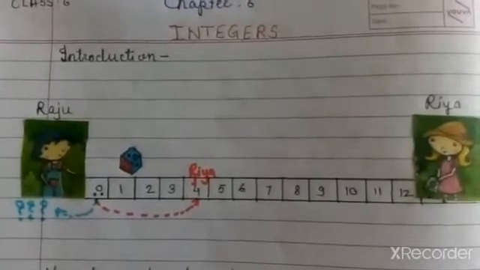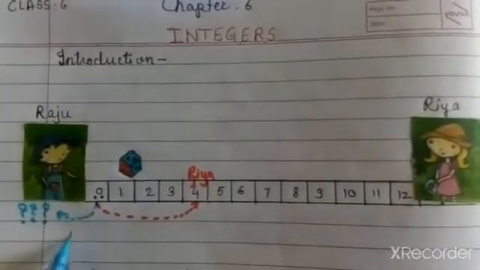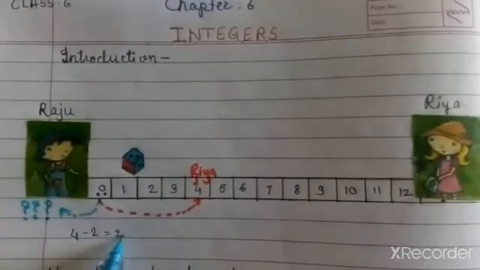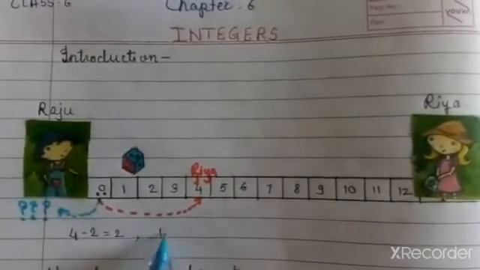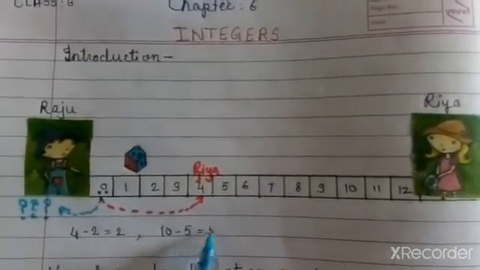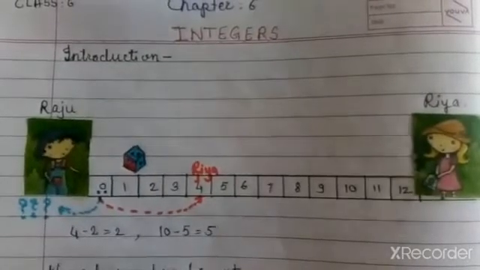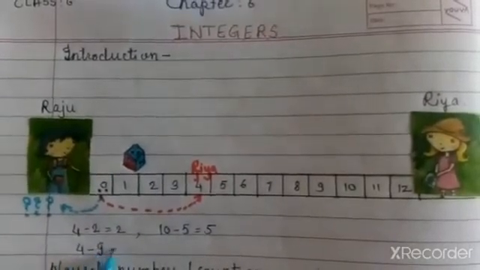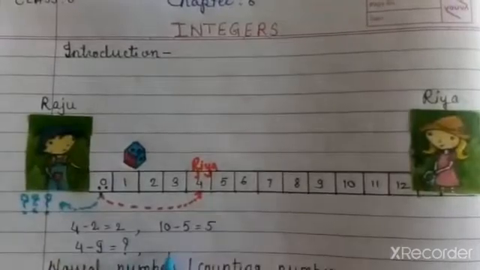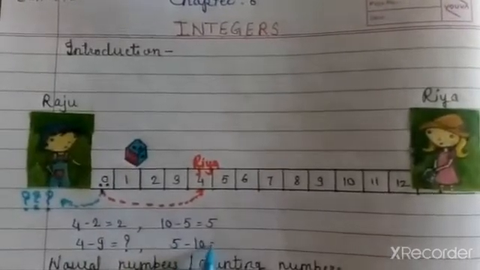Also, you can write 4 minus 2 is equal to 2. You can write 10 minus 5 is equal to 5. But can you tell what is 4 minus 9? Can you tell what is 5 minus 10?